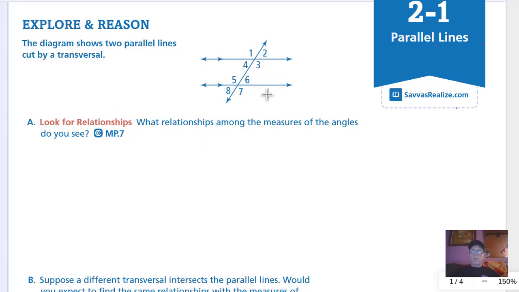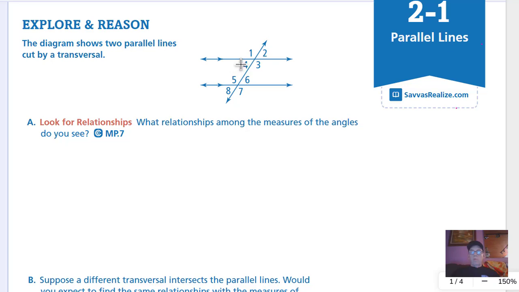So in this Explore and Reason, here we have a diagram. We've got a couple of parallel lines cut by a transversal, and they've numbered the angles in sequence, sort of counterclockwise or clockwise around, 5, 6, 7, 8, and so on. So we want to look for relationships. What relationships among the measures of the angles do you see?